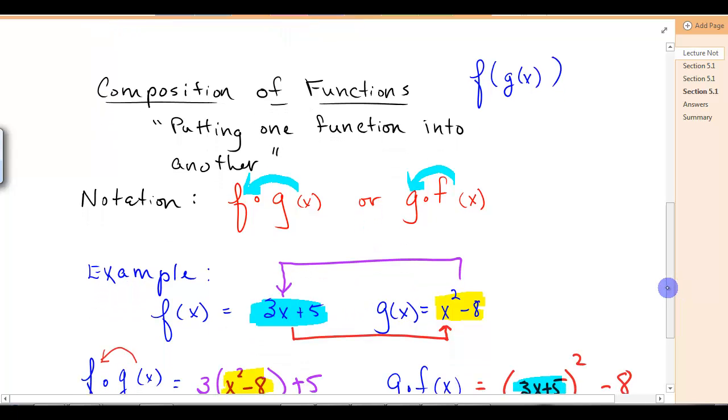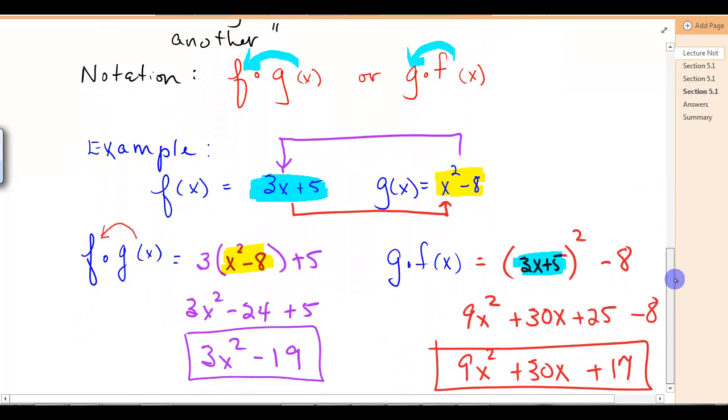Then we're going to get into composition of functions, and this is where we're literally putting one function into another. The terminology that you would see would either be written this way with f parentheses g of x, or f of g of x, or you would have this small circle here and you say f of g of x or g of f of x. And let's look at a couple of examples.